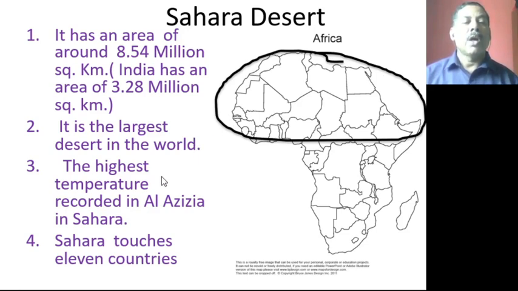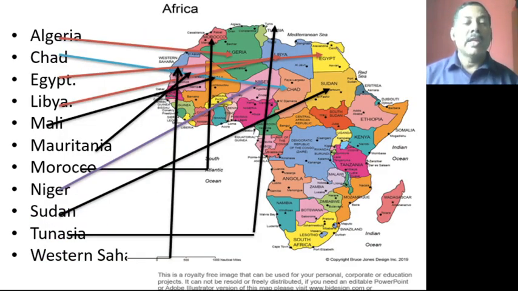The third one, the highest temperature was recorded in Al-Azizia. Al-Azizia is located in the Sahara, and it recorded the highest temperature. Another important fact is that it touches 11 countries. It is the north part of Africa. Now you will be able to identify those 11 countries where the Sahara Desert is located.